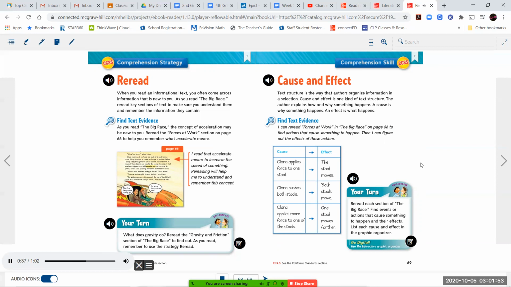Graphic organizer. Cause. Effect. Cause: Clara applies force to one stool. Effect: The stool moves. Cause: Clara pushes both stools. Effect: Both stools move. Cause: Clara applies more force to one stool. Effect: One stool moves farther.